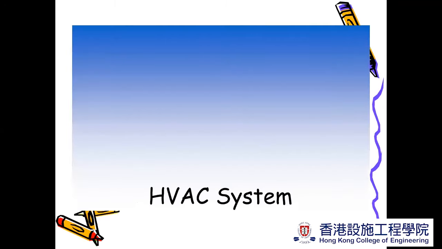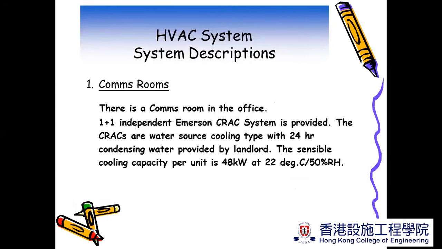Let's look at the HVAC system. In the comms room, in the past we called it a communication room in the office, right? In this room, sometimes we call it the server room, the computer room, or telco's room. Here, a 1+1 independent Emerson CRAC system is provided. CRAC stands for computer room air conditioning system. It's a precision system. There are two of them, but in fact one is sufficient. The other just stands by or runs by rotation.